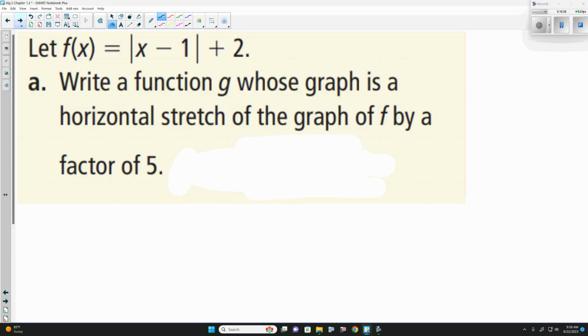Let's look at the next one. And again, I changed it. I'm definitely going to need to go back and change the note sheets. One over 5, because we're talking horizontal stretch. So the actual number we plug in is 1/5.